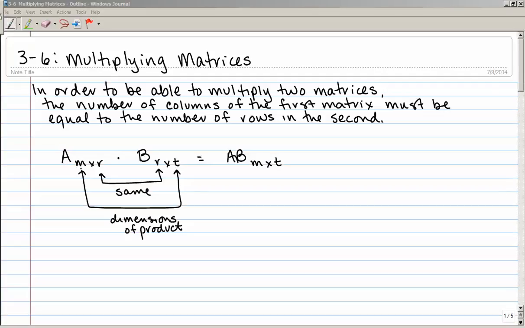Matrix A has m number of rows and r number of columns. Matrix B has r number of rows and t number of columns. So the number of columns of A must be equal to the number of rows in B. In other words, these two numbers on the inside must be the same. Then the product is going to be an m by t matrix. So A times B is going to have m number of rows and t number of columns.